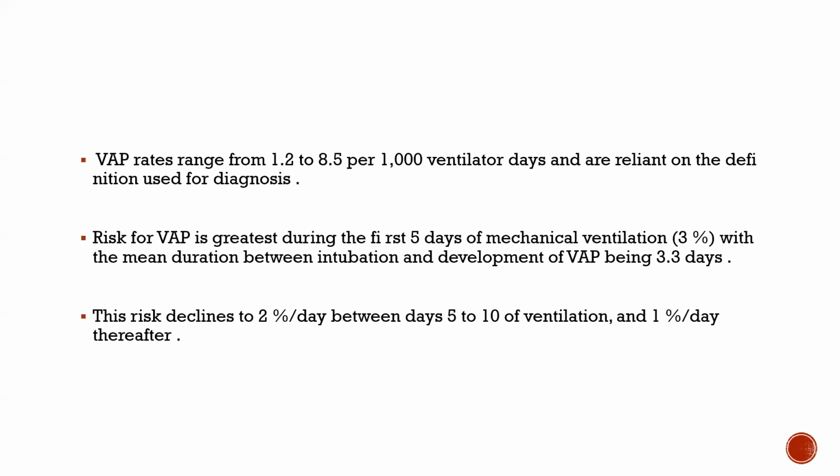So ventilator-associated pneumonia rates range from 1.2 to 8.5 per 1,000 ventilator days and are reliant on definition used for diagnosis. Risk for VAP is greatest during the first 5 days of mechanical ventilation, with mean duration between intubation and development of VAP being 3.3 days. The risk declined to 2% per day between 5 to 10 days of ventilation and 1% per day thereafter.